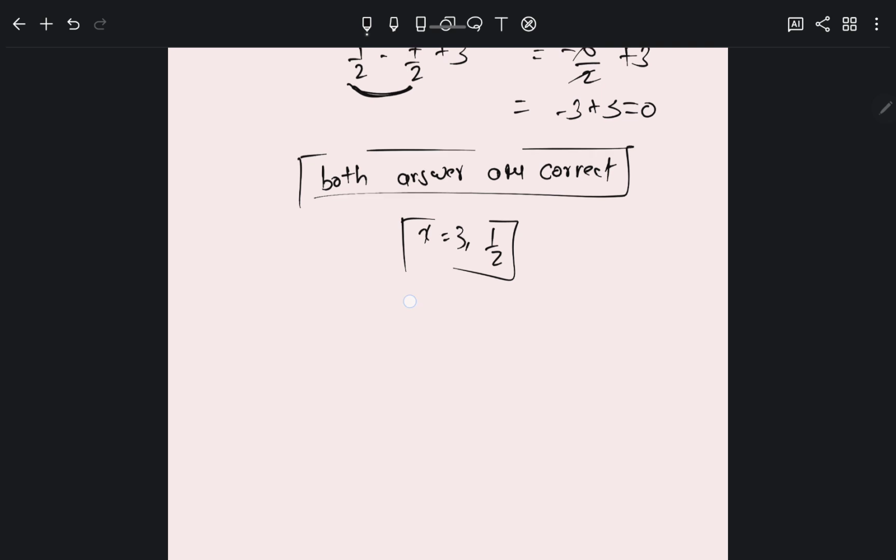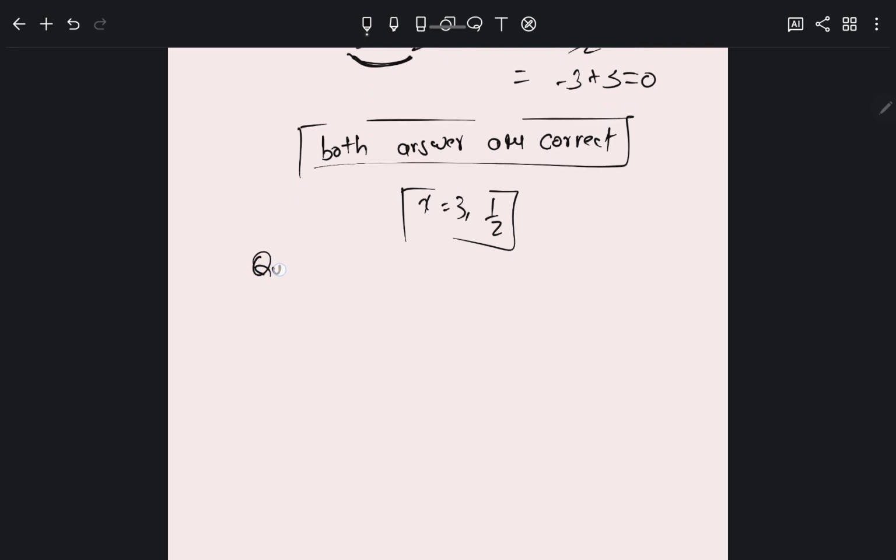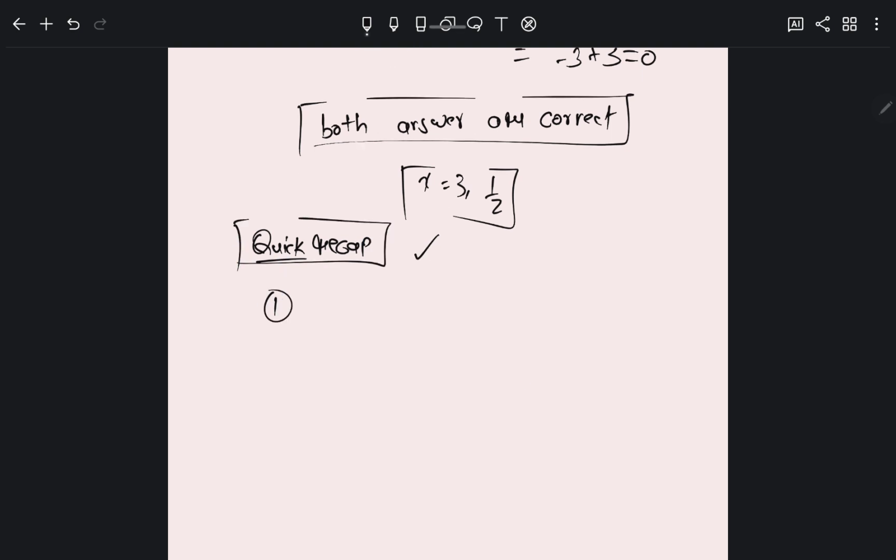So let us quickly recap what we did. Five simple steps we will recall. First, you have to write the equation in a standard format. Okay, you already know that. What about the standard format? That is ax square plus bx plus c.